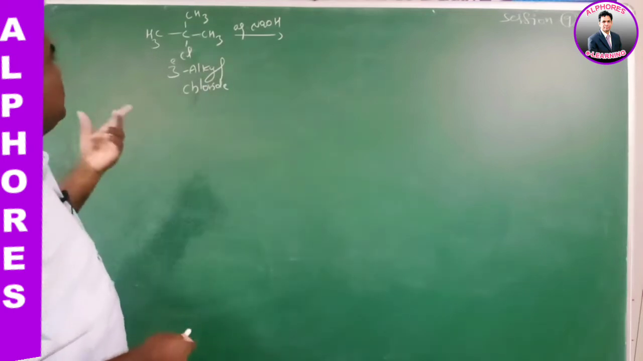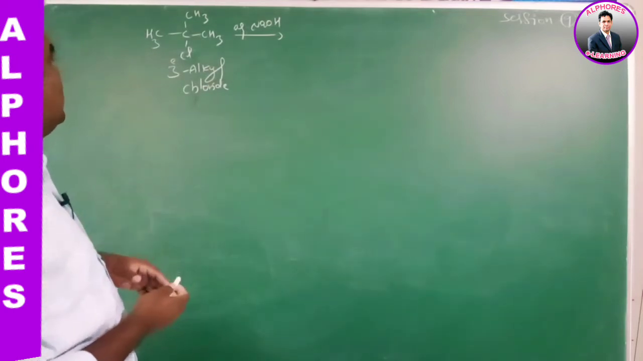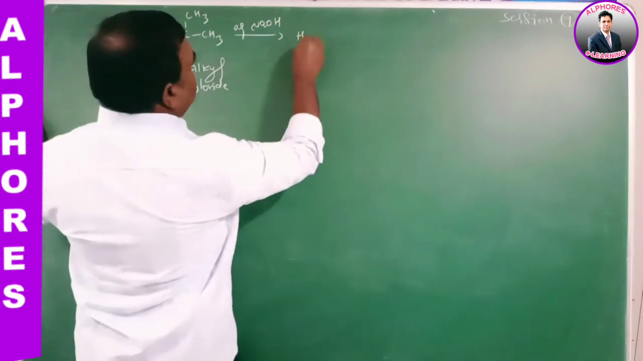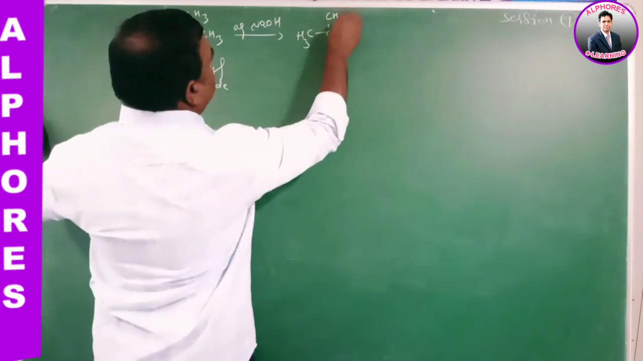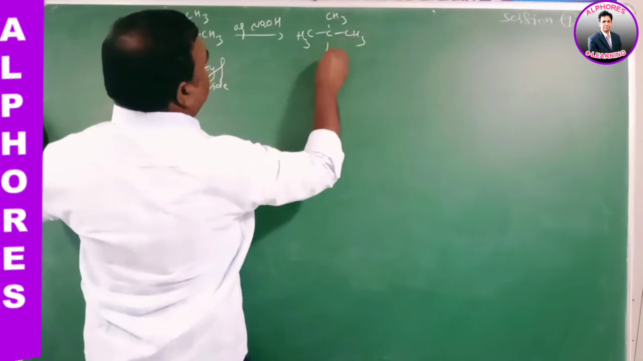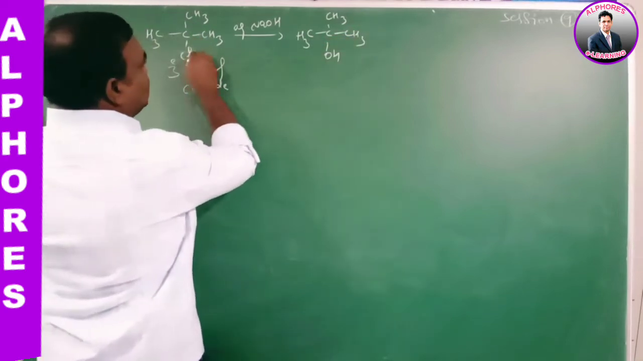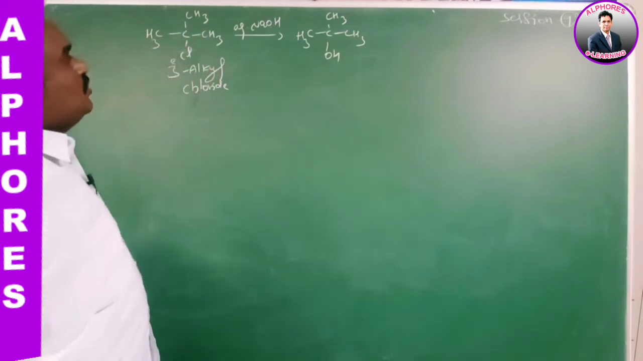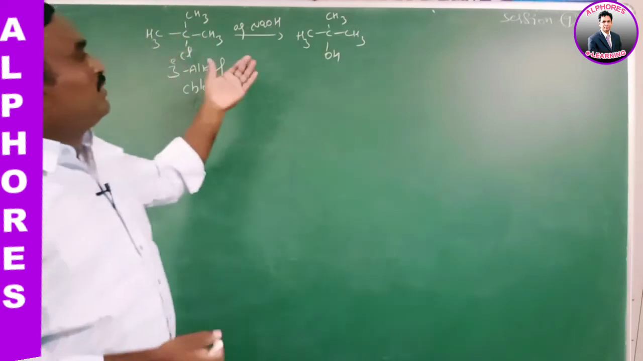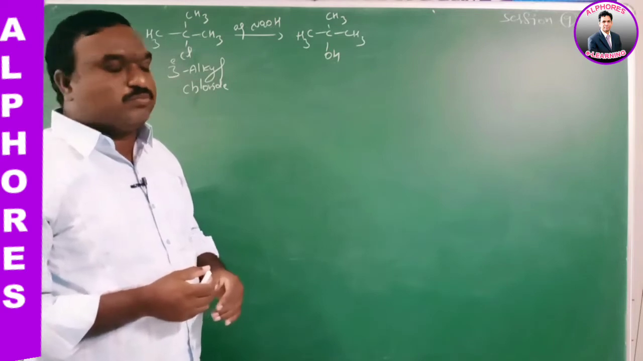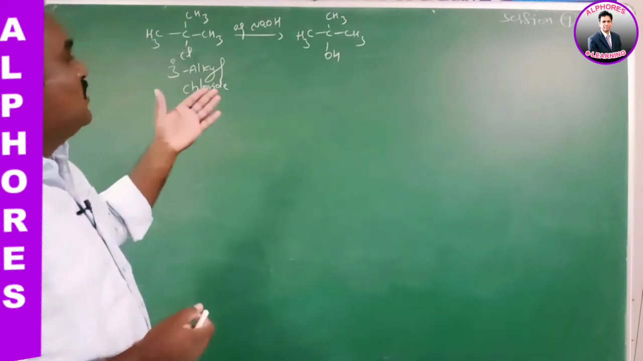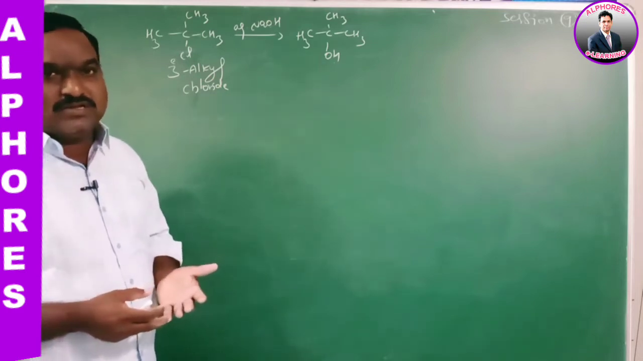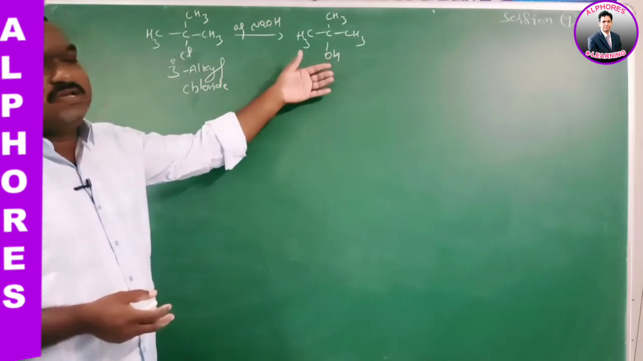Wherever tertiary is given, what type of mechanism is possible here? Unimolecular mechanism. So here CH3, again CH3, CH3, and OH. The Cl minus is substituted by OH minus. 2-methyl 2-hydroxypropane is formed in this case. The given compound is not carrying any chiral center, so there is no chance to get a racemic mixture.